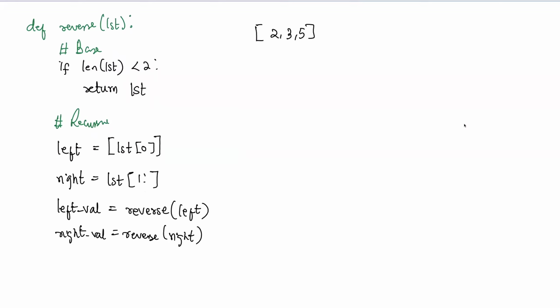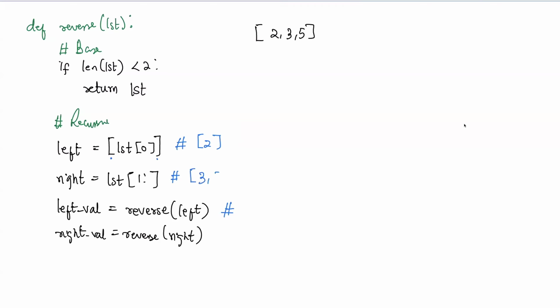So now, if we have this example, 2, 3, 5, somebody, what will left be? Somebody help me. Okay, let's start. What is left in 2, 3, 5? Put it in the chat. It's 2, right? We put the brackets around it, so it's a list with 2. Okay. Now, what is right? It's 3, 5, right?